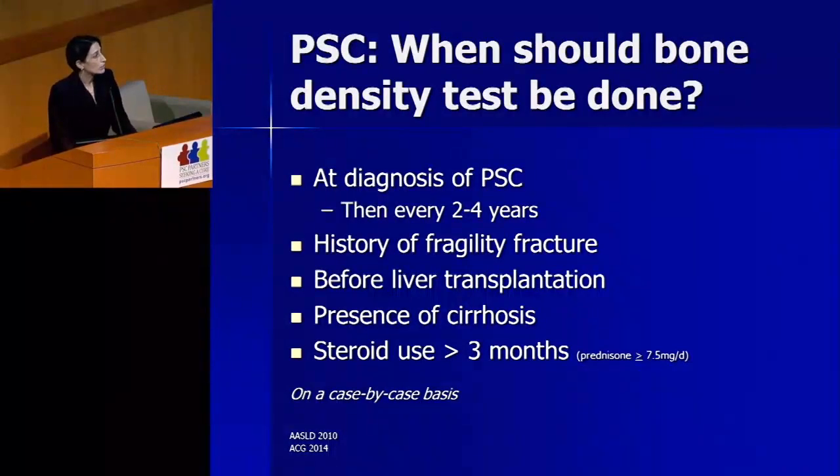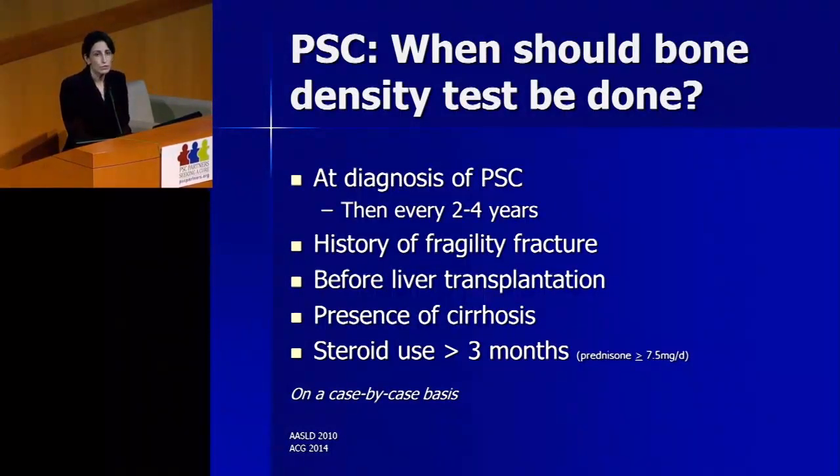But in situations, for example, where patients are on high-dose steroids, which are known to accelerate bone loss, we might consider getting a repeat at 1 year. Certainly, if there's a history of fragility fracture, again, falling and breaking something, that should be an indication to get a bone density test. Before liver transplantation, we typically get a bone density test. In the presence of cirrhosis, if it has not already been done, that is a marker for the factors that contribute to low bone metabolism and should be done. And certainly steroid use for more than 3 months.